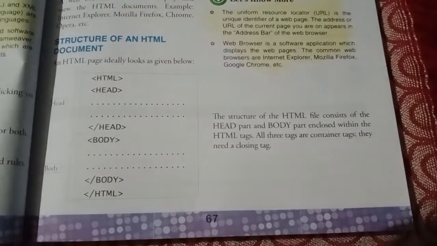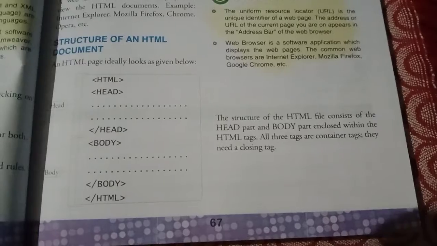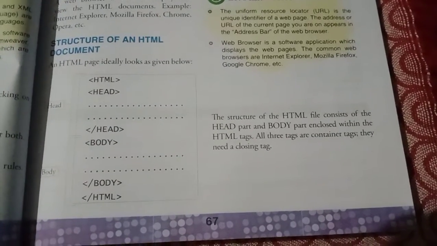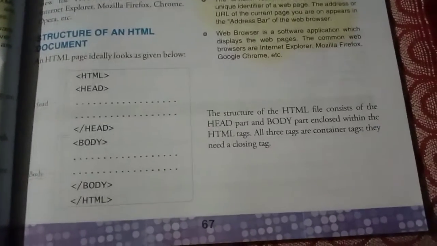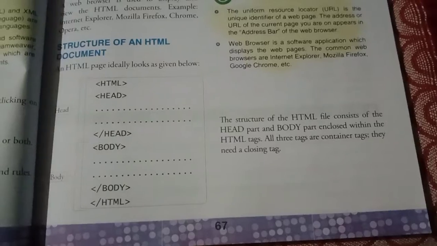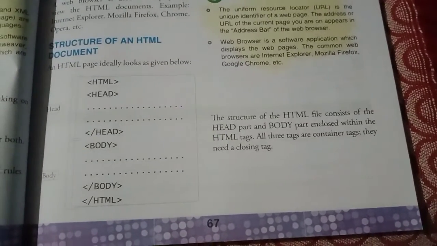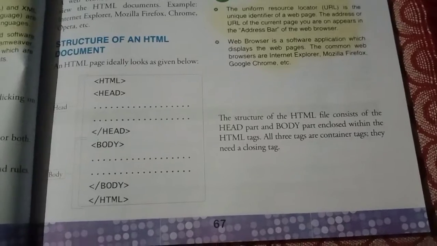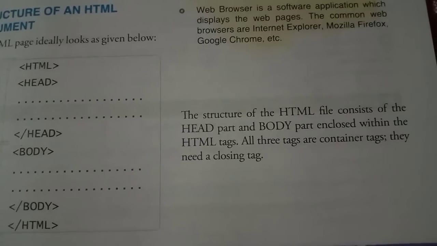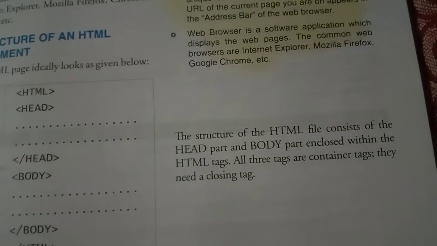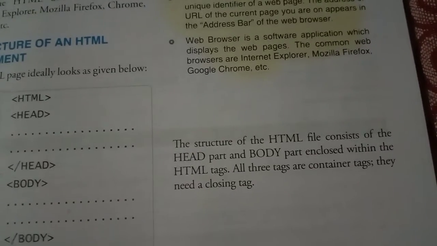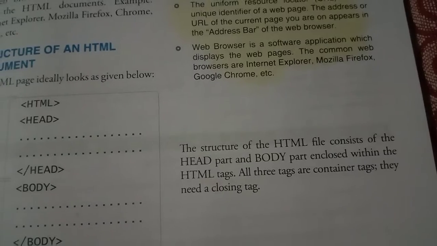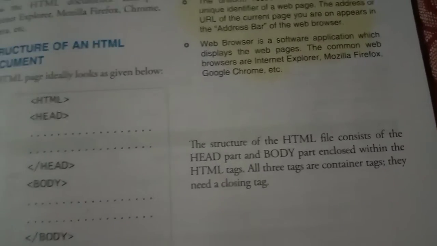The structure of an HTML file consists of the head part and the body part enclosed within the HTML tag. All three tags are container tags. Why are they container tags? Because all of them have a closing tag. They need a closing tag. That's why they are called container tags. The meaning of container tag is those tags which hold something, in which we are going to write anything. They are called container tags, and the empty tag, in which we are not going to write anything, is called the empty tag.